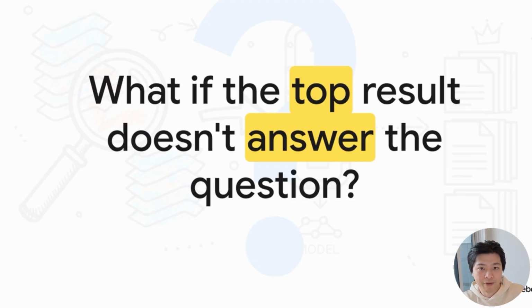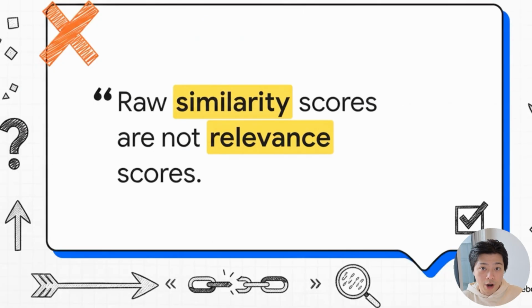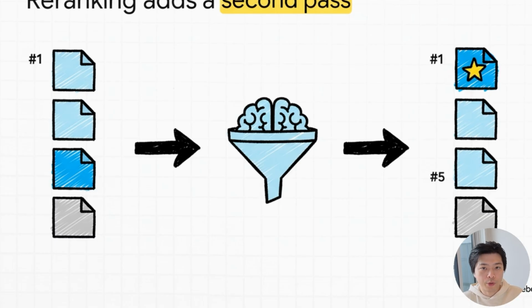But here's the gap we have not closed yet. We transform the query, we retrieve the chunks, and we trust the top results. What if the highest score chunk is technically similar in vector space, but does not actually answer the question? Raw similarity scores are not relevance scores. Module 4 is re-ranking, adding a second pass that rescores results.